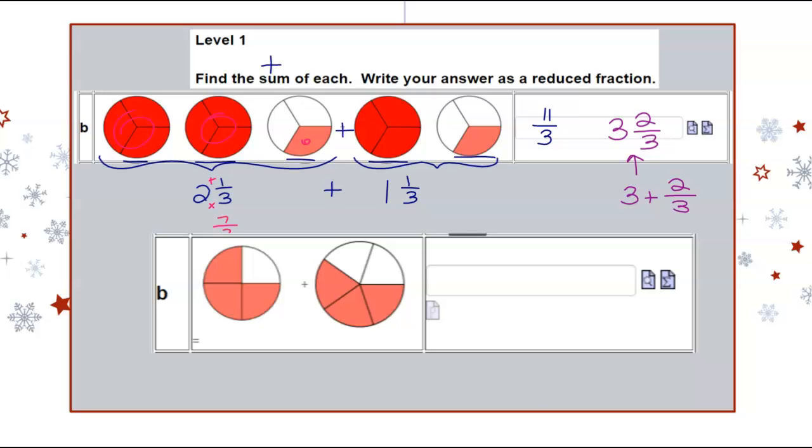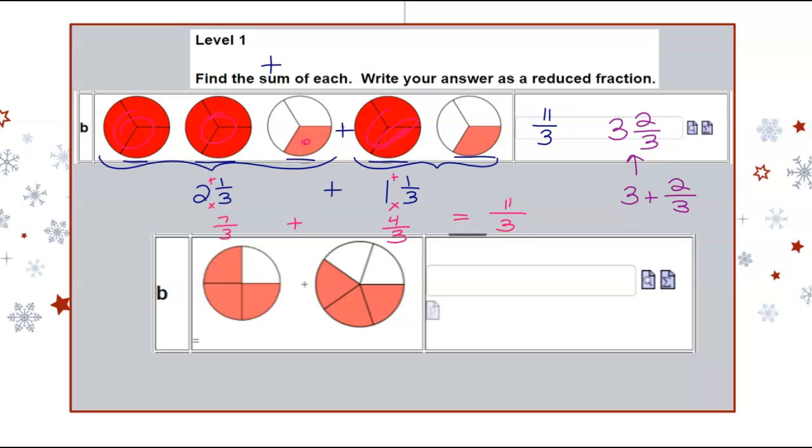So that's 7 out of 3 pieces to make a whole, plus 1 whole times 3. So that's 3 pieces plus 1 more. And you add the numerator. 7 plus 4 is 11. And you keep the denominator the same, out of 3.